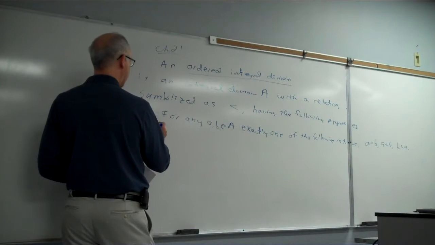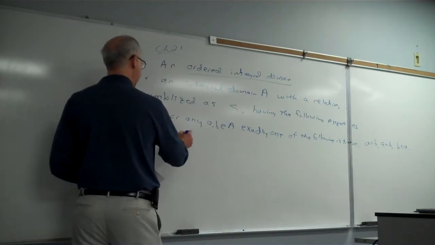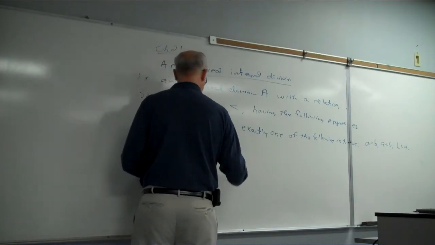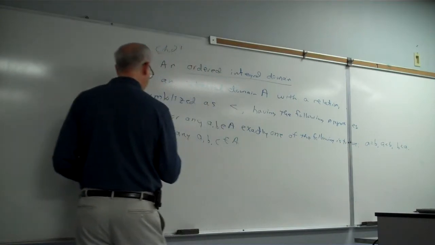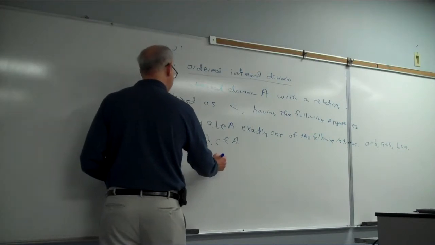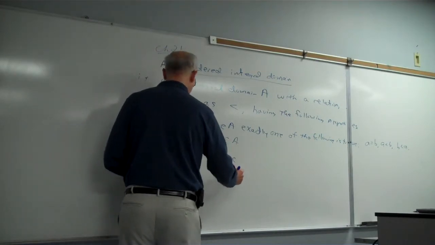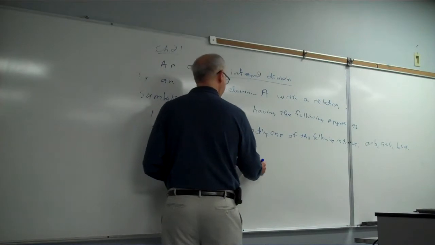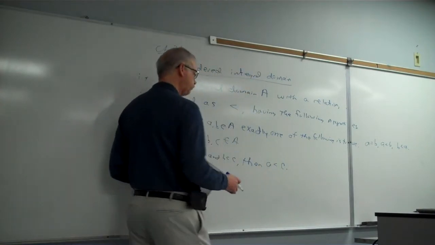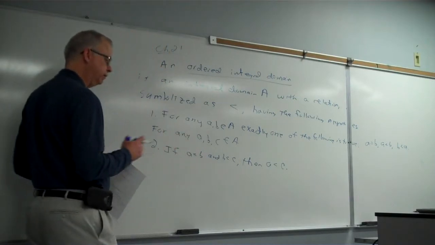And then for the next 3 properties, it's for any A, B, and C in the set. If A is less than B and B is less than C, then A is less than C. Transitive property.